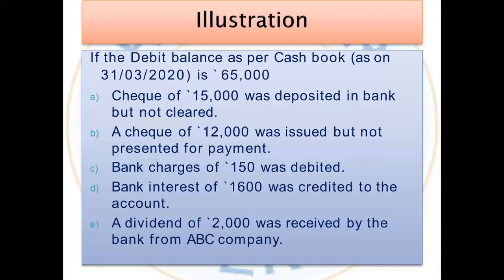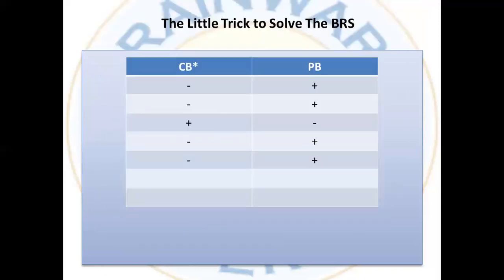Now the third one, the easy one: the bank charges of rupees 150 were debited. Means from the passbook, from the bank, it was deducted. So in the passbook it will be minus, and in the cash book it will be plus. Look, the minus and the plus.